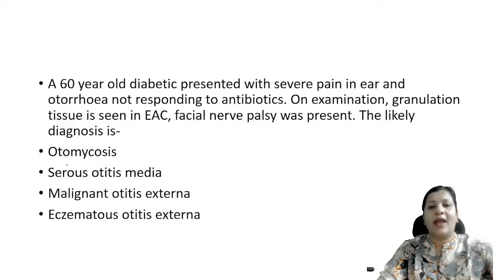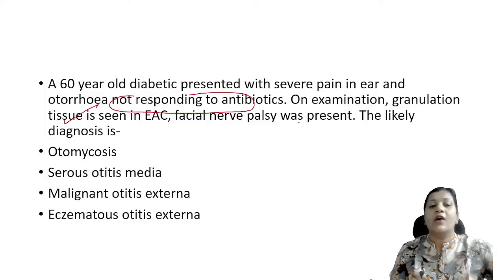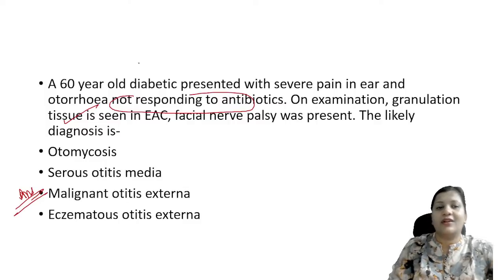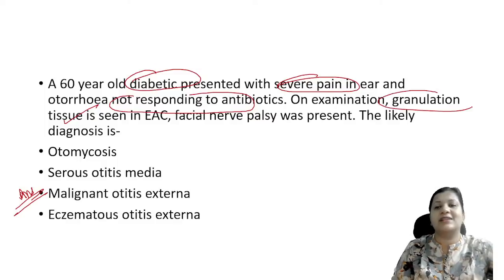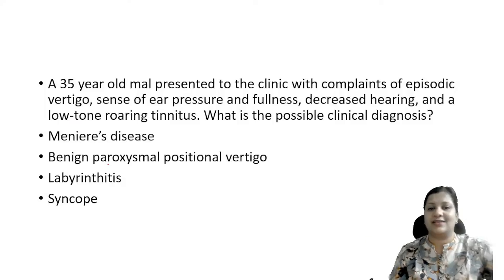A 60-year-old diabetic presented with severe ear pain and otorrhea, not responding to antibiotics. On examination, granulation tissue, facial nerve palsy. What is the likely diagnosis? Very easy question. I think we have already solved this. There is no doubt: when we are talking of diabetes, pain not responding to antibiotics, granulation tissue present, and facial nerve palsy, the diagnosis goes straight to malignant otitis externa.